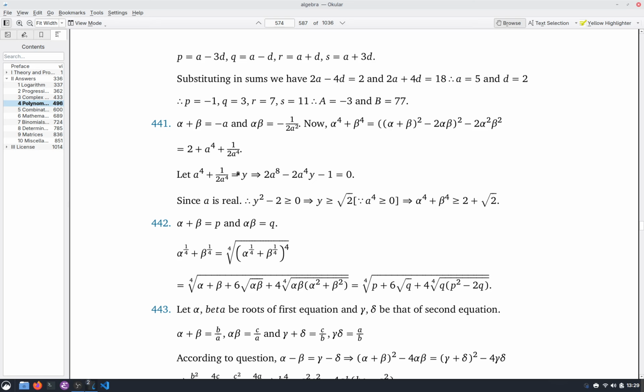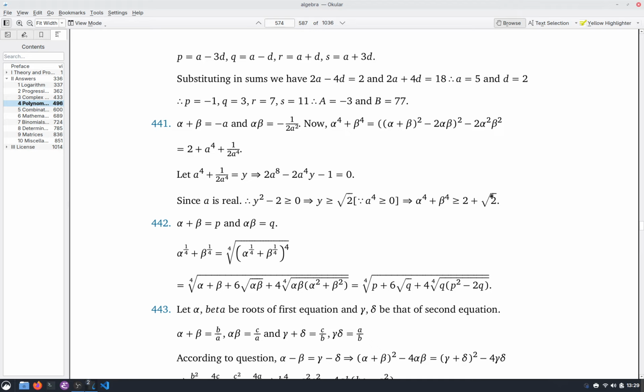Now we let this be equal to y. Once we let this be equal to y, we have got 2a to the power 8 minus 2a to the power 4 y minus 1 is equal to 0. Because the parameter a is real here, we can say that the discriminant would be greater than or equal to 0. So y square minus 2 is greater than or equal to 0. Now this means that y is greater than or equal to square root of 2 because a to the power 4 is greater than or equal to 0, and from this we can deduce that alpha to the power 4 plus beta to the power 4 is greater than or equal to 2 plus square root of 2.